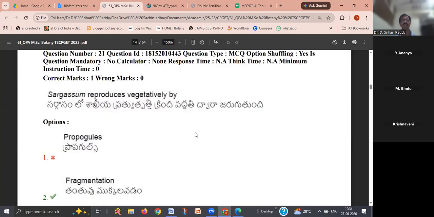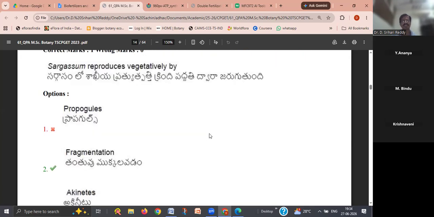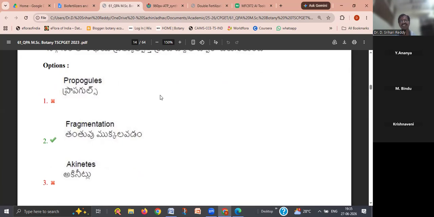Next, Sargassum reproduces vegetatively. Actually, Sargassum is not part of our syllabus, but since they gave fragmentation, vegetative reproduction occurs through fragmentation. That means the algal filaments are cut into small fragments. Each fragment can grow independently as a full alga. So that is called vegetative reproduction by fragmentation in Sargassum.